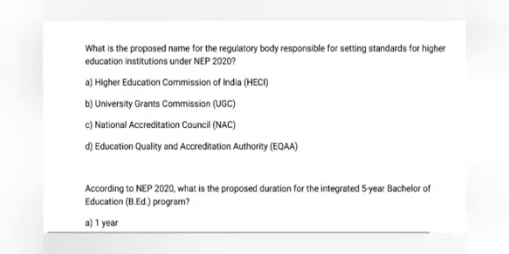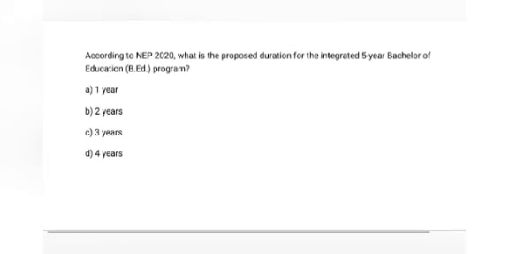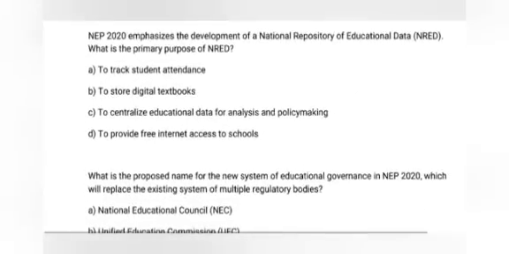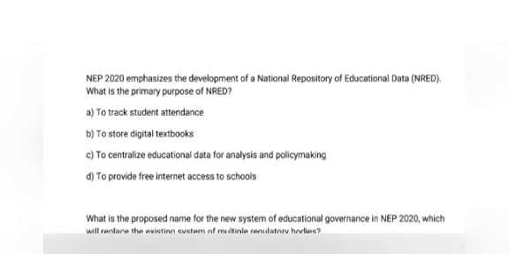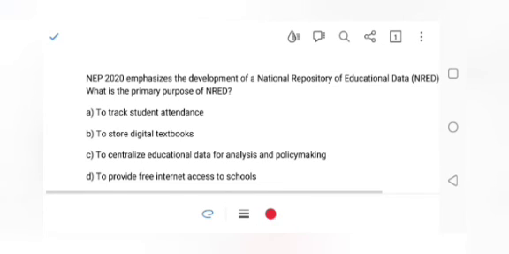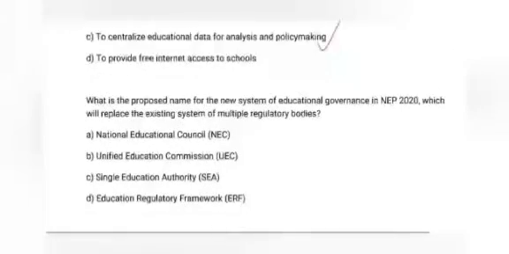Next, what is the proposed name for the regulatory body? I think we have discussed it. Okay. Next question. NEP 2020 emphasizes the development of a national repository of educational data, NRED. What is the primary purpose of NRED? To track student attendance, to store digital textbooks, to centralize educational data for analysis and policy making, to provide free internet access to schools. So it will be to centralize educational data for analysis and policy making. This is our correct answer.